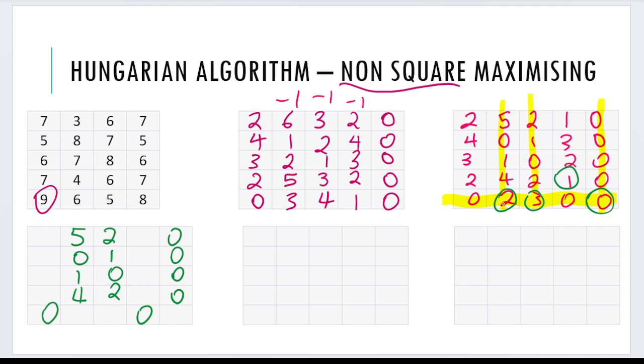Now I'm going to look at the ones that I need to add to. So I've got 2 goes to 3, 3 goes to 4, 0 goes to 1. And then I'm going to subtract 1 from everything else. So 2 goes to 1, 3, 2, 1, 0, 2, 1, and 0.